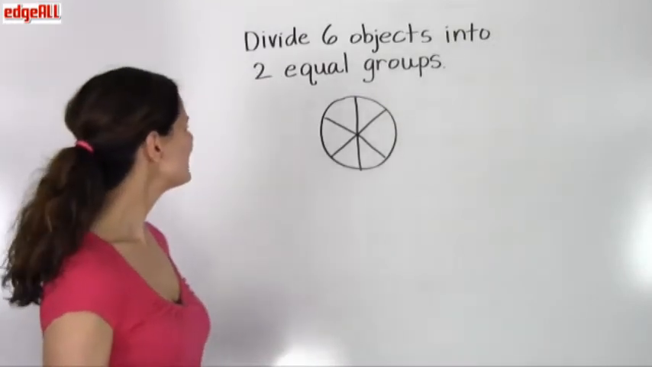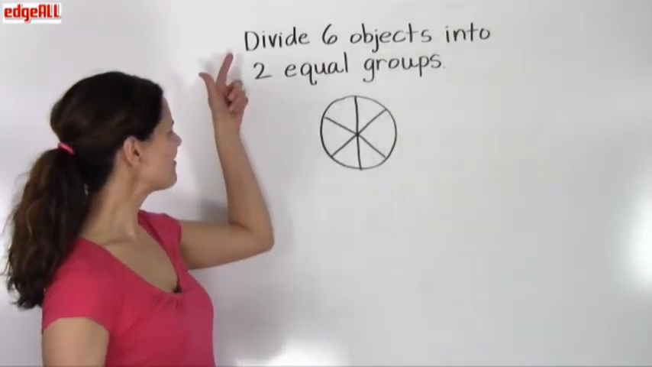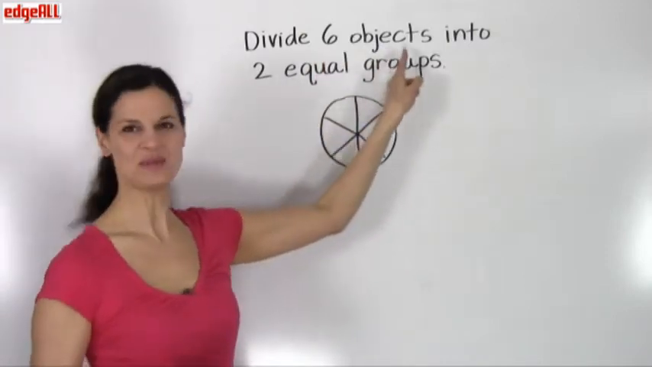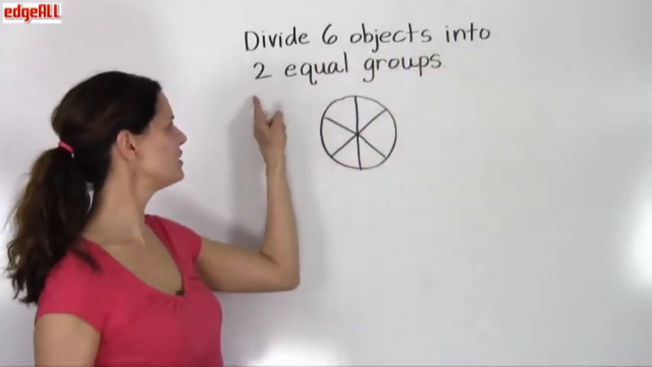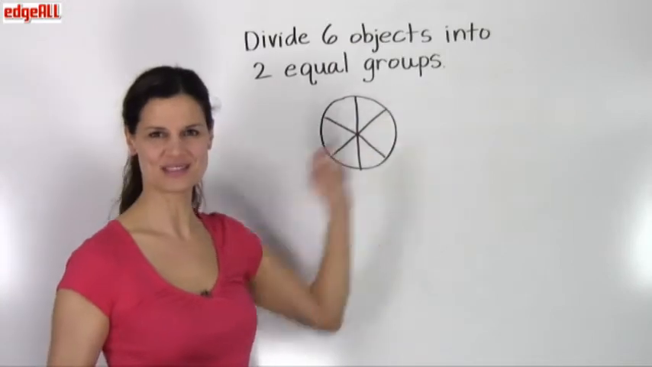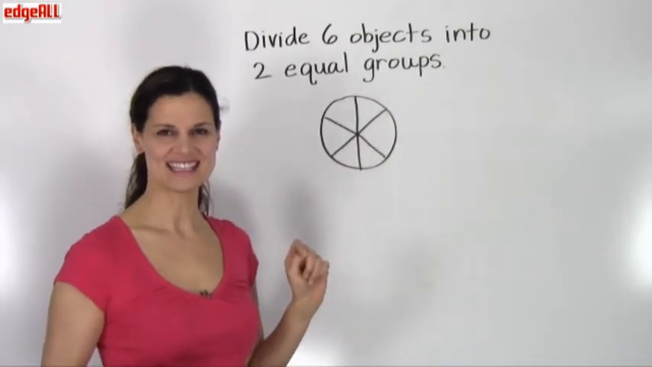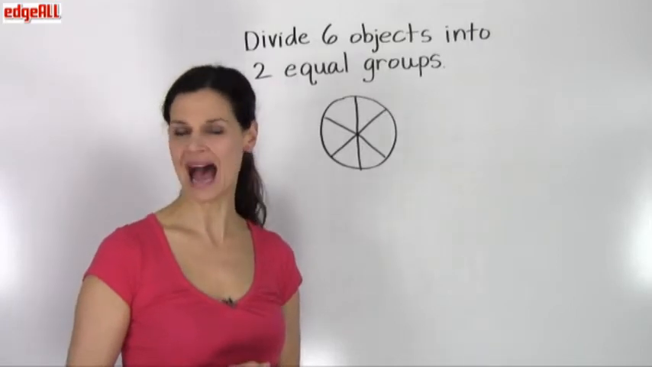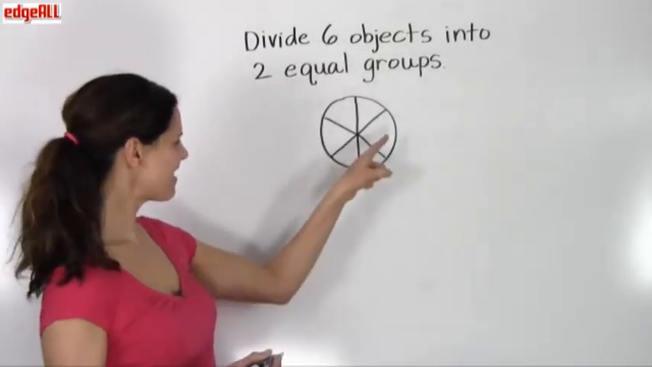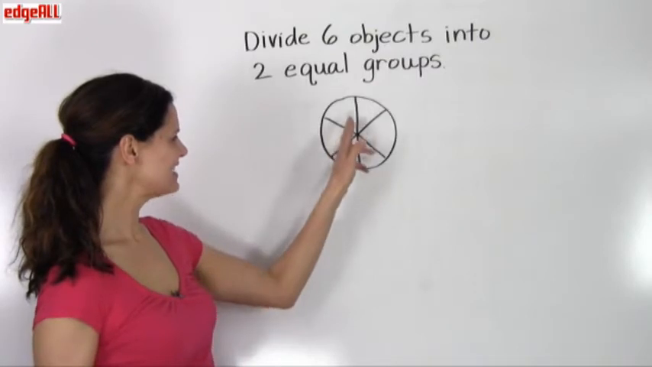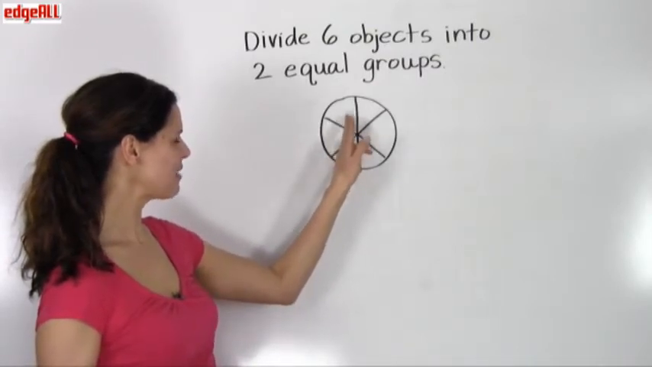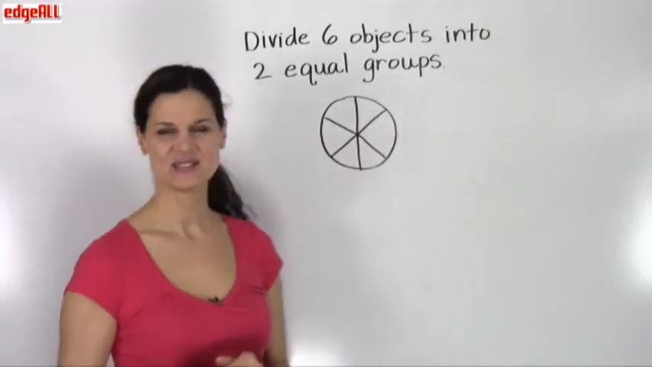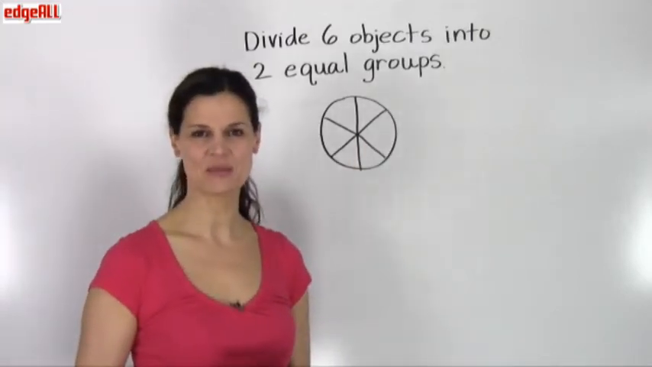So in this problem, I have the instructions to divide 6 objects into 2 equal groups. So in this case, instead of using apples, I'm going to use slices of pie for my objects. So I've got this pie and I have it into how many slices? 1, 2, 3, 4, 5, 6. So I've got 6 slices of pie.